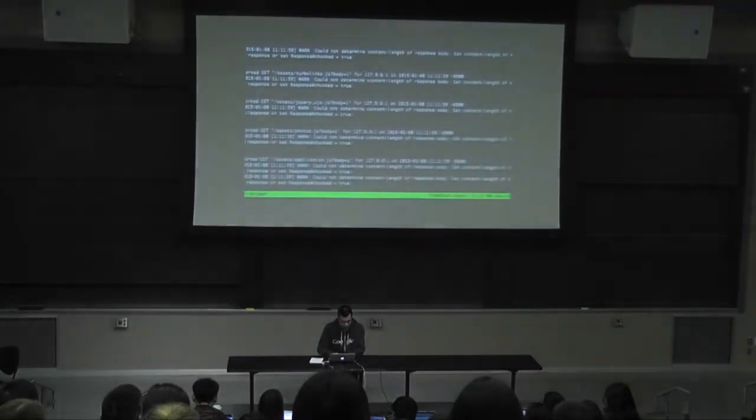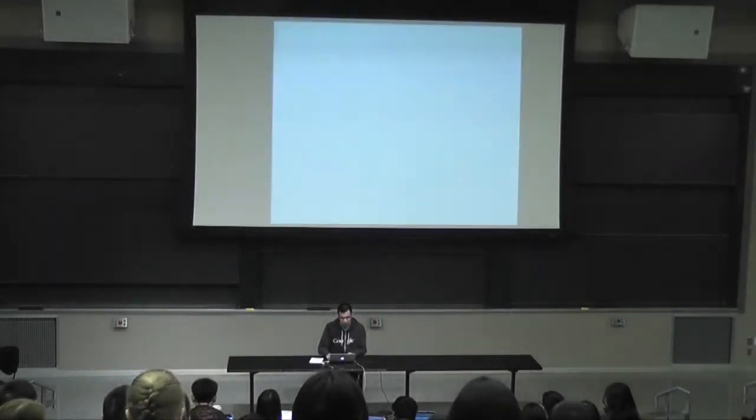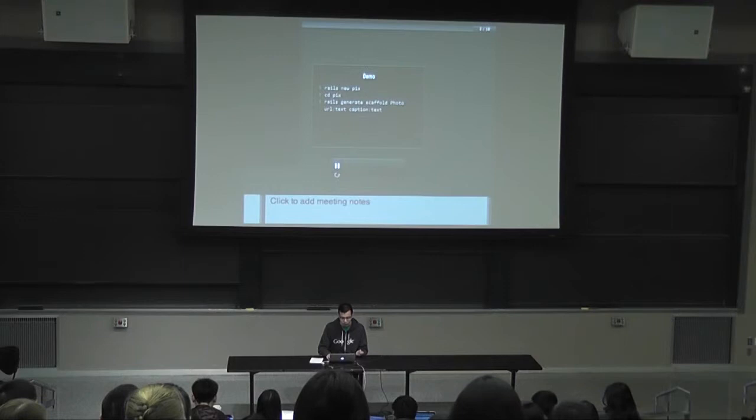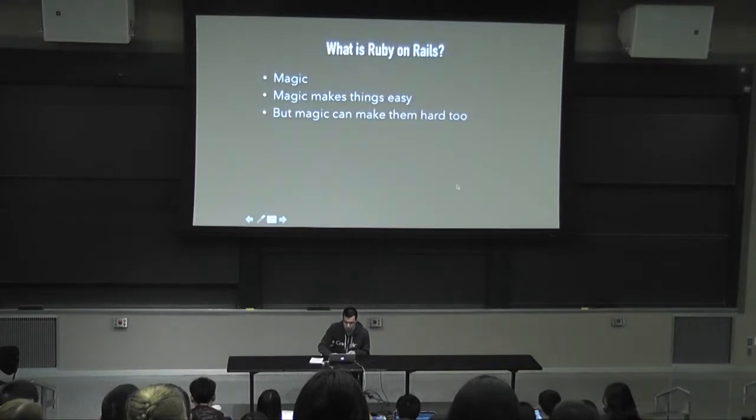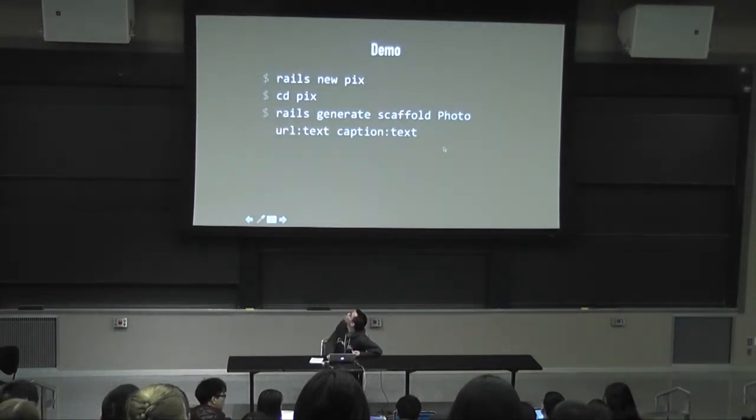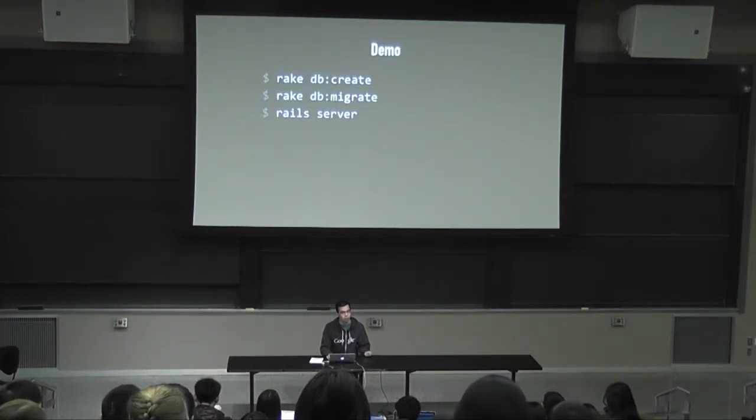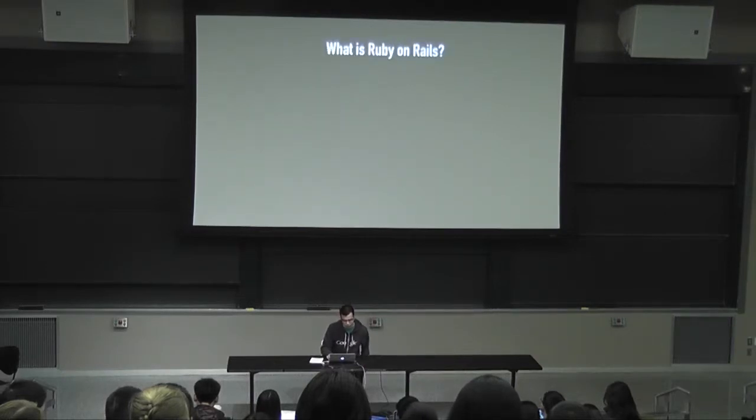So let's talk a bit more about Rails. We're going to upload these slides later. So if you want to follow along, these are the commands that we just ran. Rails new pix, which again creates the Rails application. cd pix, which enters it, and then you scaffold. You create and migrate your database, and you start the server, and you're up and running. So if you want to do this at home, look at the slides.